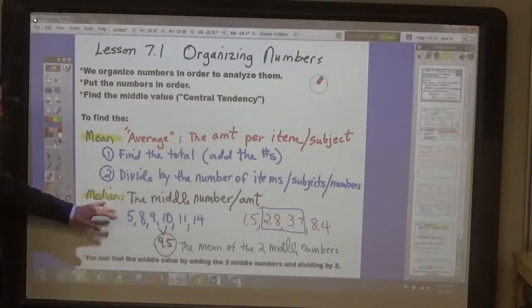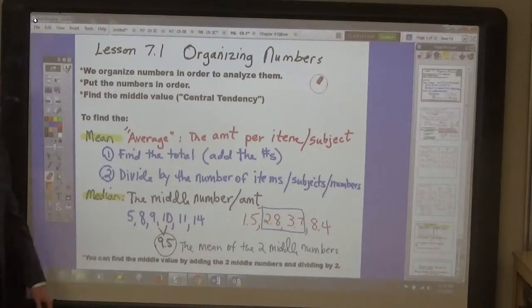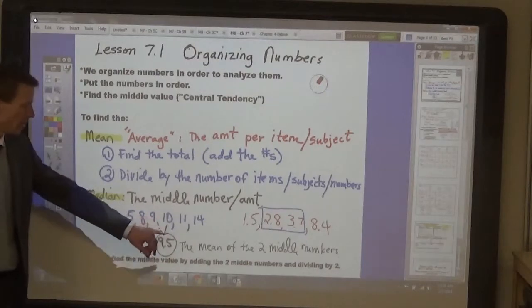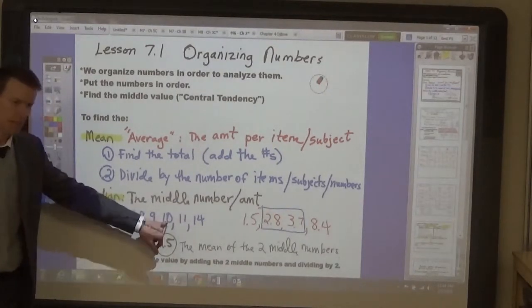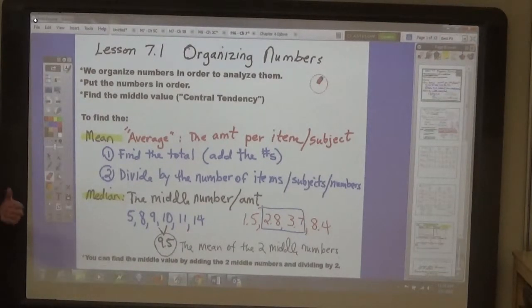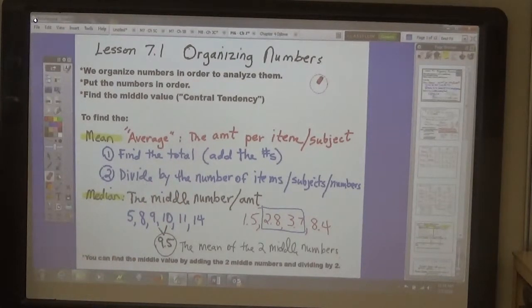Now, when you're trying to find the middle, the first thing you have to do is put the numbers in order from least to greatest. Okay? If you don't have the numbers in order, then you can't find the middle value, because the numbers aren't in order. Okay? So the first thing, when you're given a bunch of numbers, you might be given them as 11, and then 9, and then 10, and then 8, and then 5, and then 14. First thing you'd have to do is put the numbers in order from least to greatest. Okay?